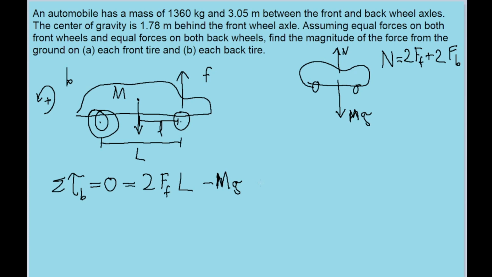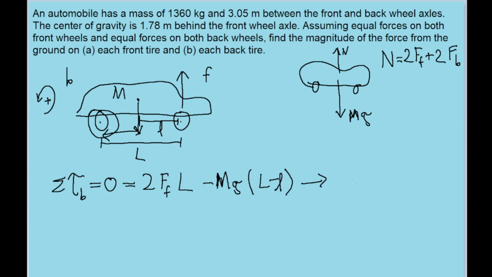This is from the weight of the car. And this lever arm will be the distance from the axis, the back wheels, to this center of gravity right here. So that's going to be big L minus little l. Big L minus little l.